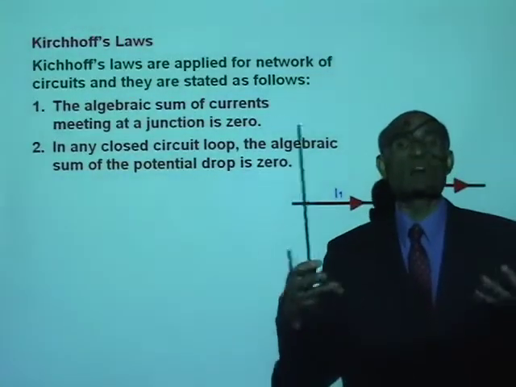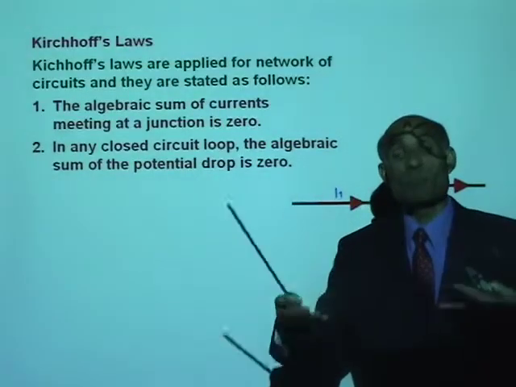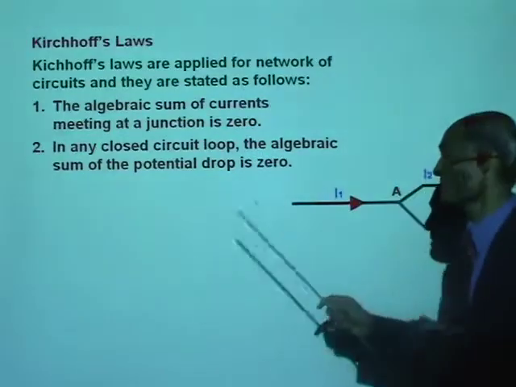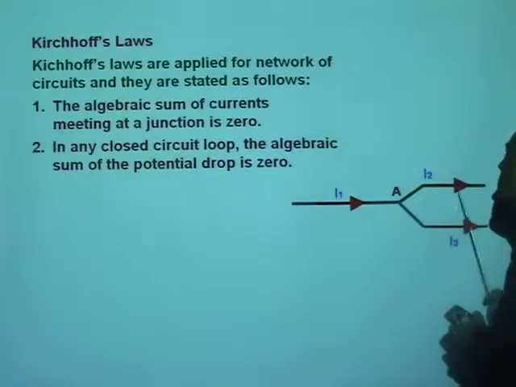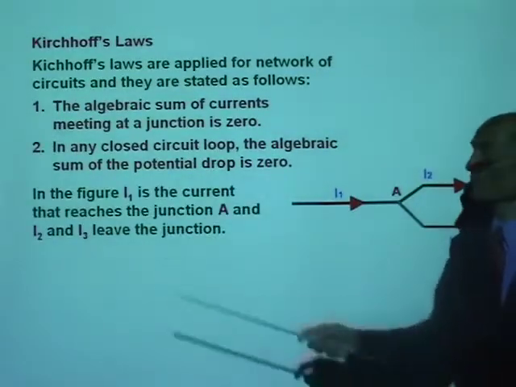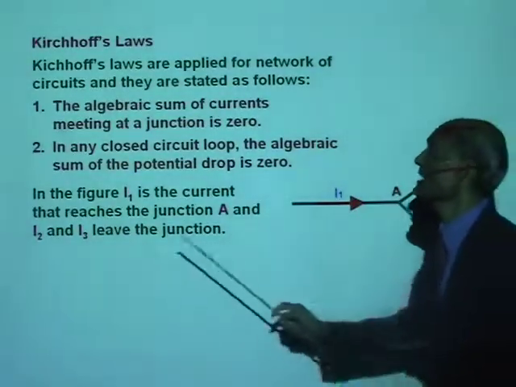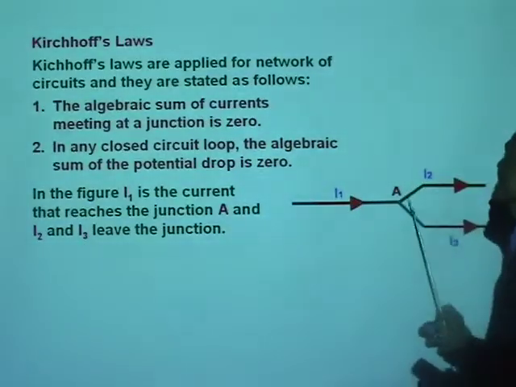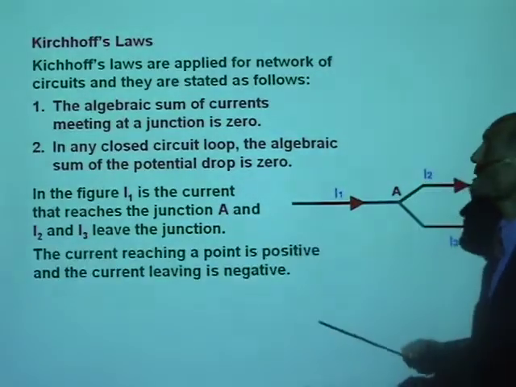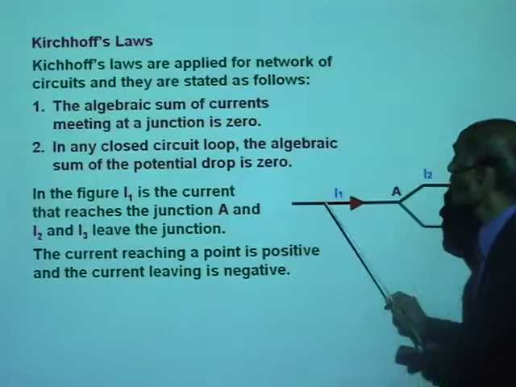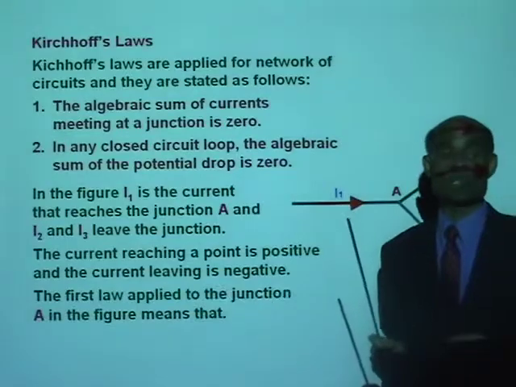Now when you talk about algebraic sum, you need to assign these values their appropriate sign, positive or negative. A current reaching a junction is positive, then the current leaving that junction will be negative. In the figure, I1 is the current that reaches the junction A, and I2 and I3 are leaving it. So assign them your appropriate signs. What does that mean? The current reaching a point is positive, then the current leaving will be negative.